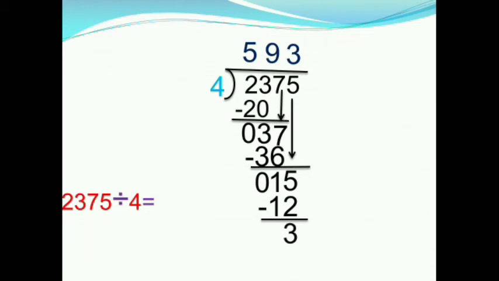We cannot divide further because the remainder 3 is lesser than the divisor 4. Therefore, 2375 divided by 4 is equal to 593.